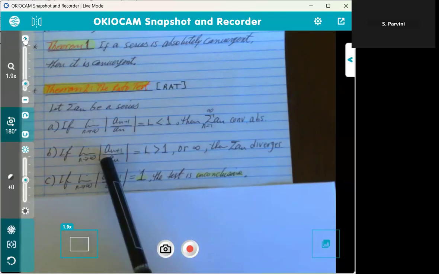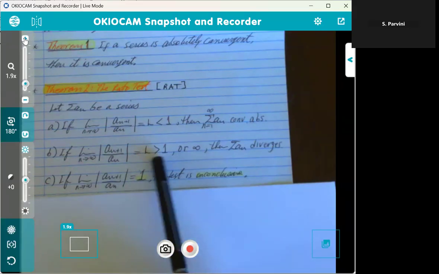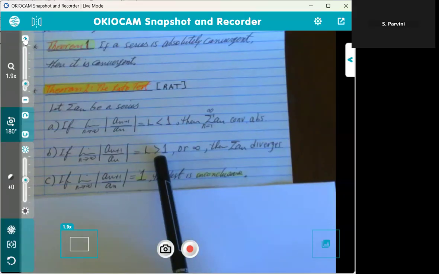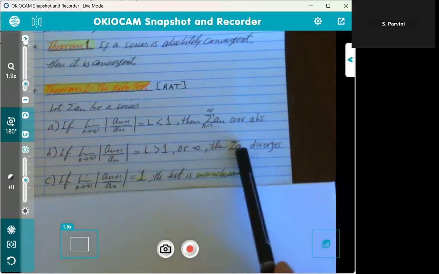Now, if this ratio turns out to be greater than 1, or infinity, since infinity is definitely bigger than 1, then the series diverges.